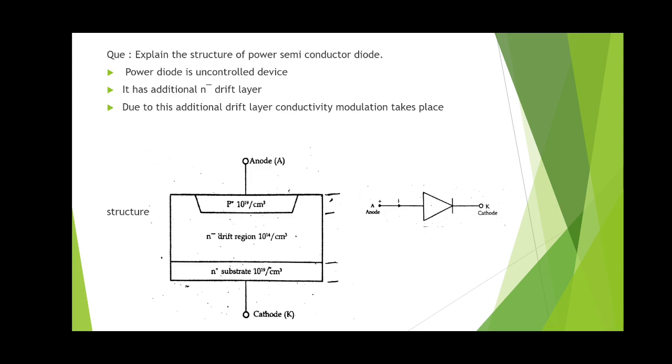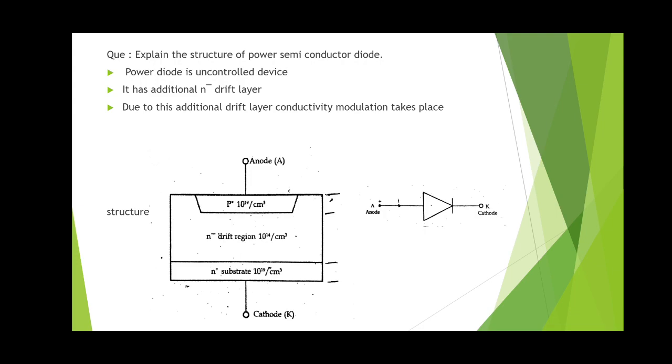So let us see the symbol drawn here. We know that it has two terminals, that is anode and cathode. The arrow indicates the anode and the vertical line indicates the cathode. Now let us see what is the construction of this power diode. So the figure shows the construction and we can explain it in this way.